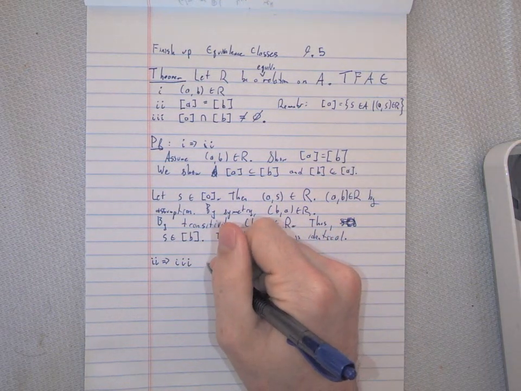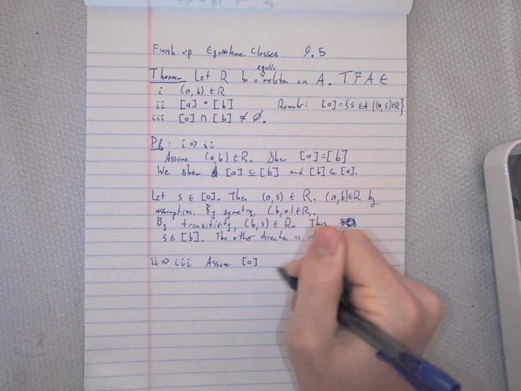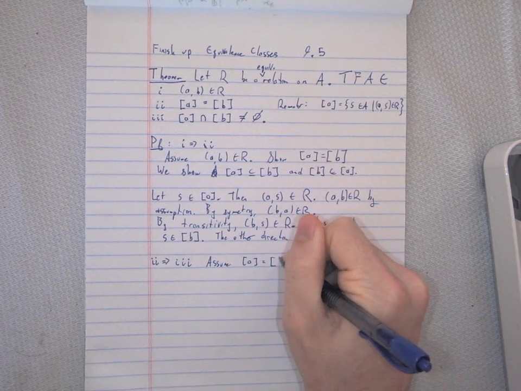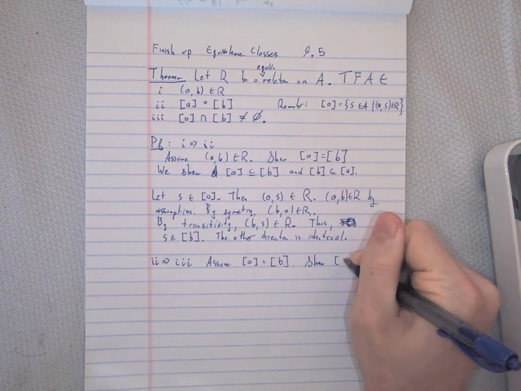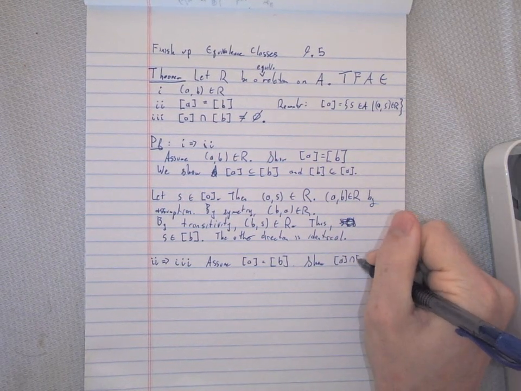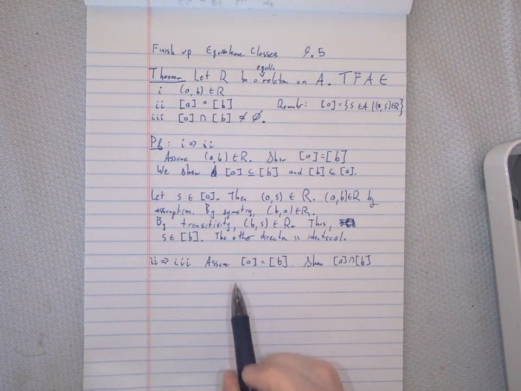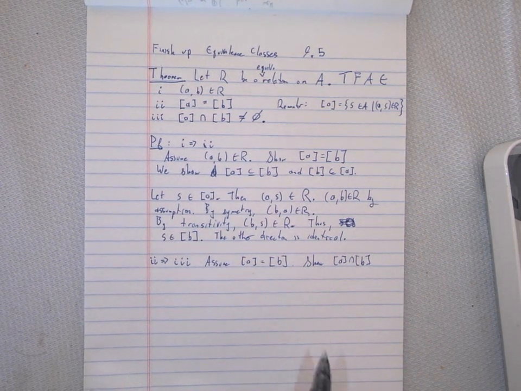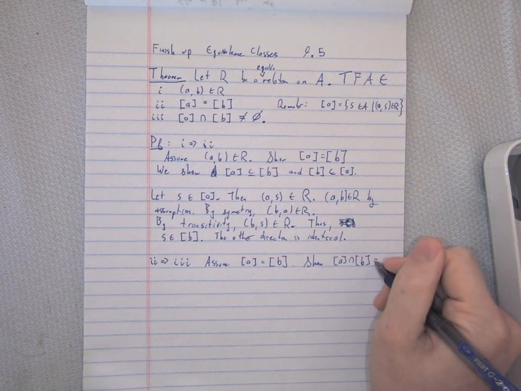So we assume that A is equal to B. Sorry, I keep on saying A and B. This should be: assume that the equivalence class of A is equal to the equivalence class of B. Show that the equivalence class of A intersect the equivalence class of B is non-empty.